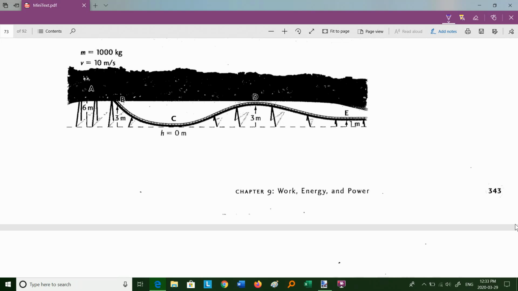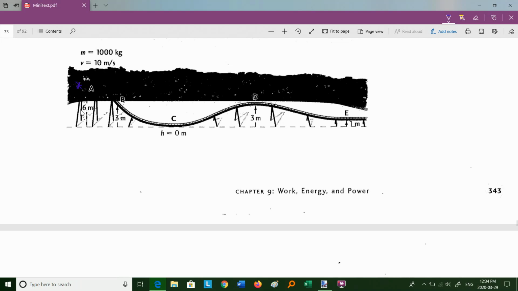So here we have a roller coaster. It's on the bottom of page 343 and then on to page 344. So we see different points. Okay, so we have here point A. There we know what the speed is, 10 meters per second, and the mass of the roller coaster is 1,000 kilograms. So I can get the kinetic energy at that point. It'll be just 1/2 times 1,000 times 10 squared, which is 50,000 joules. So that's my kinetic energy at A.